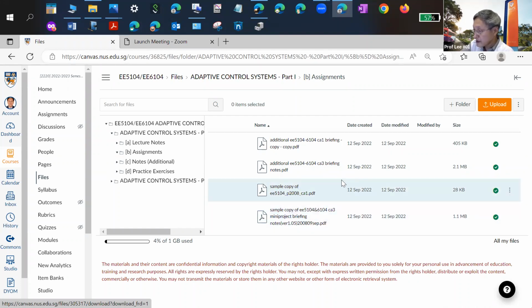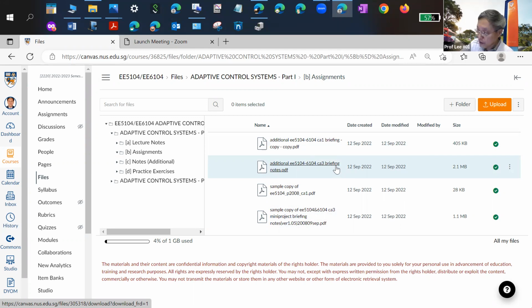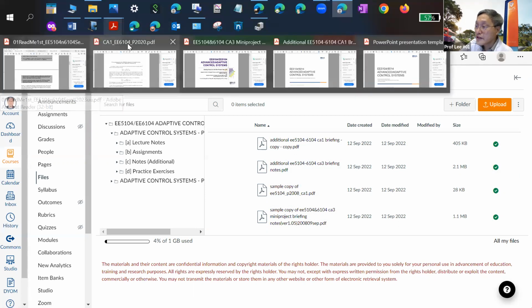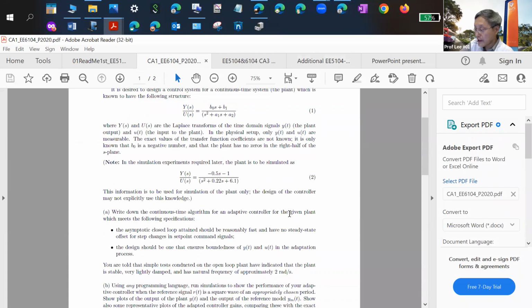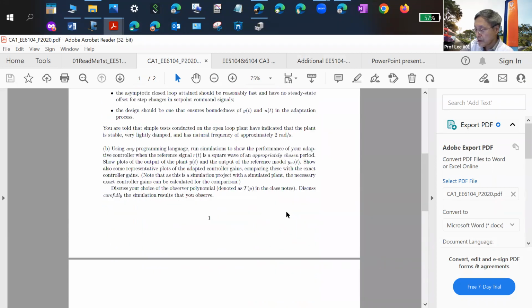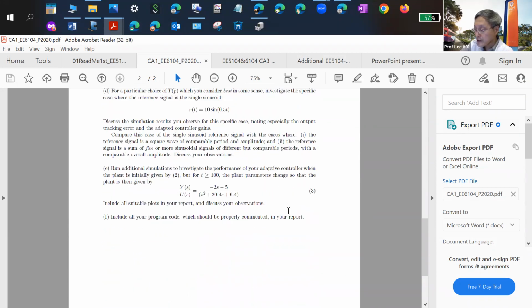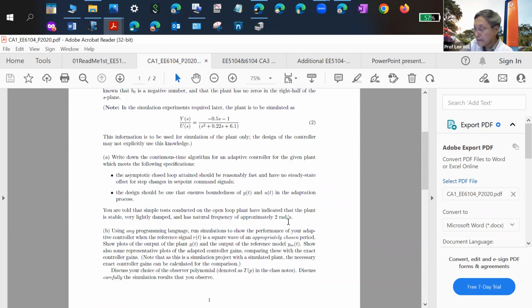Here's another. This is a sample for CA1. This is a sample for CA3. Then the other two, the additional two, are very, very detailed ones, which you can look at later when you have finished the work and want to write your report. Anyway, they're all here. So this is the sample CA1 report. This one is yet a different one, a more recent one. This is for 6104. It will not make sense to you at this moment because we haven't covered the material, but this would be the 6104 assignment.